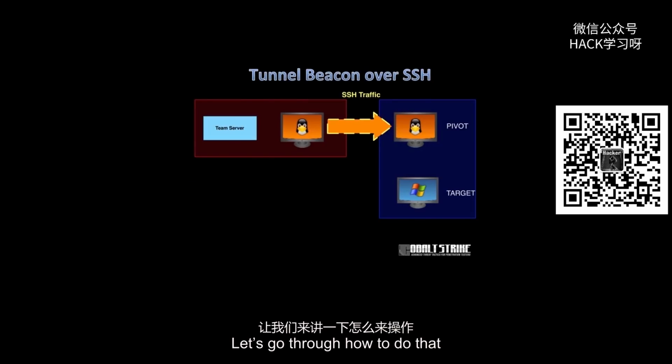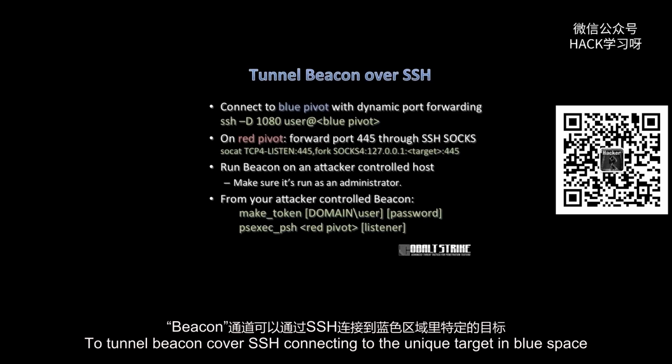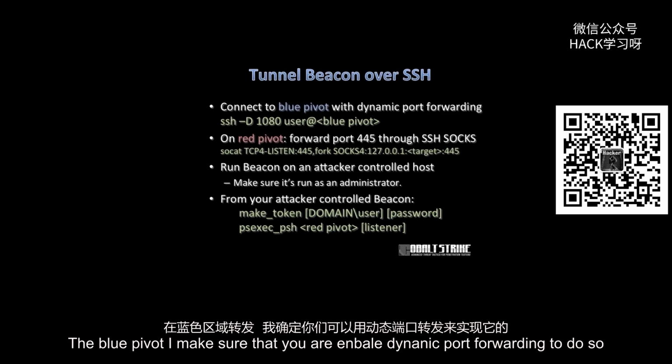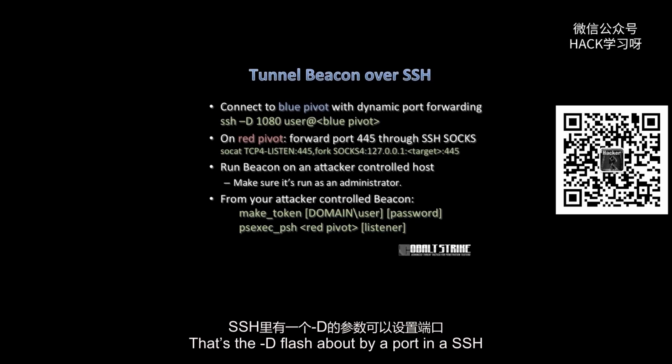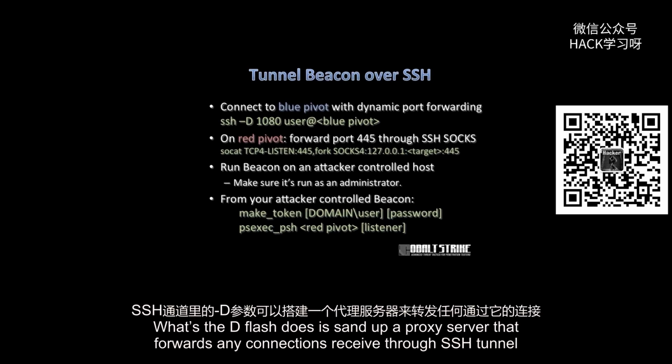Let's go through how to do that. To tunnel beacon over SSH, connect to the Unix target in blue space, the blue pivot, and make sure that you enable dynamic port forwarding when you do so. That's the -D flag followed by a port in SSH. And what the -D flag does is stand up a SOCKS proxy server that forwards any connections it receives through the SSH tunnel.